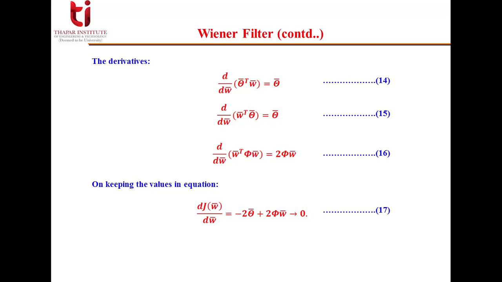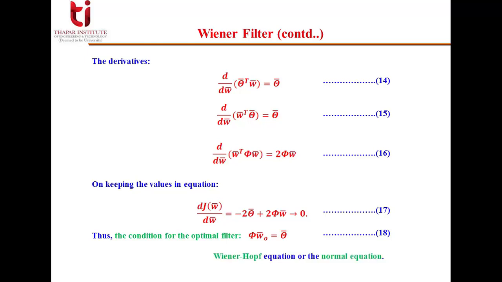Now by keeping it equal to 0, what we get is the condition for the optimal filter, which is nothing but phi W optimal. If we take this condition, the W weights will now be the optimal weights, so we represent them with the W0 vector, and it is equal to theta. Now what is our motive? We want to calculate the tap weights. So for that, let's see another equation. This equation is known as the Wiener-Hopf equation or the normal equation.